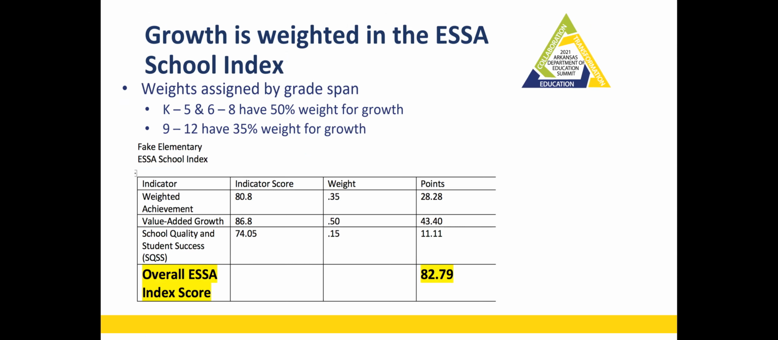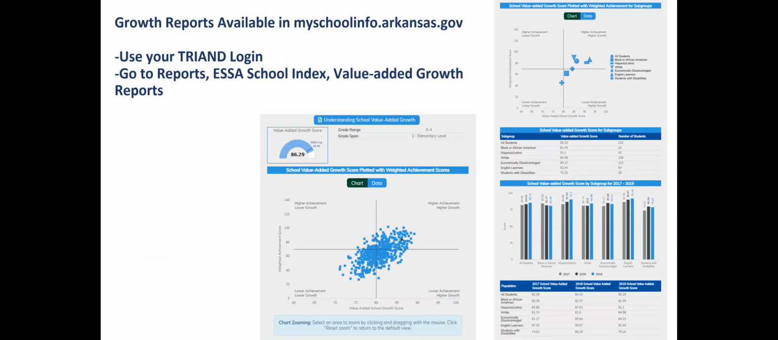Now, growth is weighted in the ESSA School Index. The weights are assigned by grade span. For the K-5 and 6-8 grade spans, it's 50% weight, and at the 9-12 grade span, it's 35% weight. If you are wondering where you are, the business rules available on the DESE website under informational documents detail the grade configurations and where they fit in these grade spans. You can go to myschoolinfo@arkansas.gov, use your try-in login, go to reports, ESSA School Index, value-added growth reports, and you can see all of the information about your growth score at the school level.